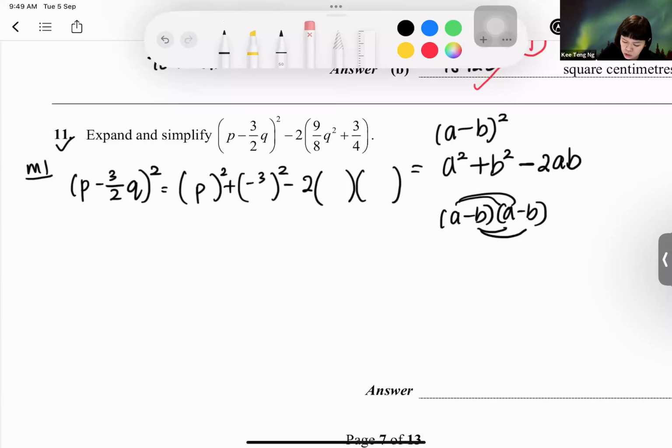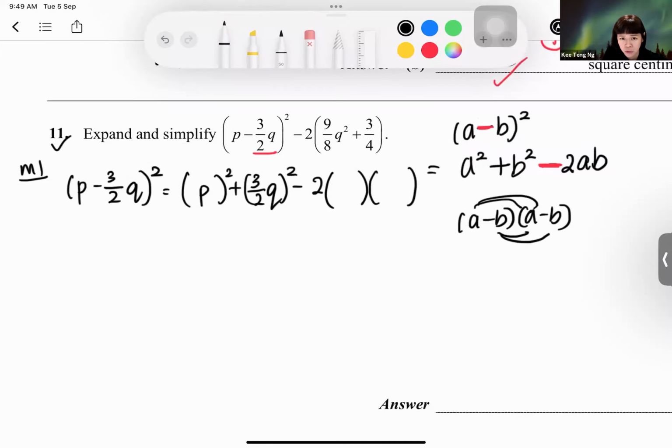Oh, then the next question is, do I need to put the negative sign over here? My negative sign is already taken care of down here by my formula. So my B is actually just the number 3 over 2Q. You don't need to care about the sign anymore because the formula has taken care of the sign for you. So this one will be just P and this will be just 3 over 2Q.